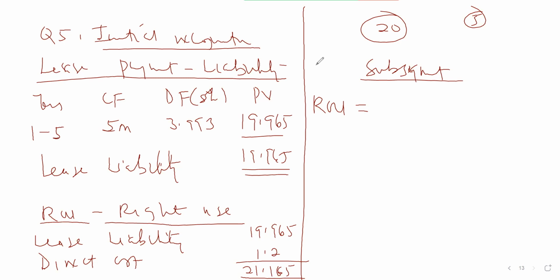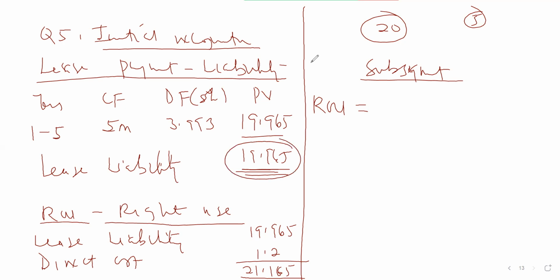So the question now is, you pay me 5 million at the end of the year. If you want to pay me now, how much are you going to pay me, for all the money that you are going to pay me for the 5 years? It is 19.965. The meaning is that what I'm giving to you, that you start paying me in 1 year's time, is the same as the value that you are going to pay me.